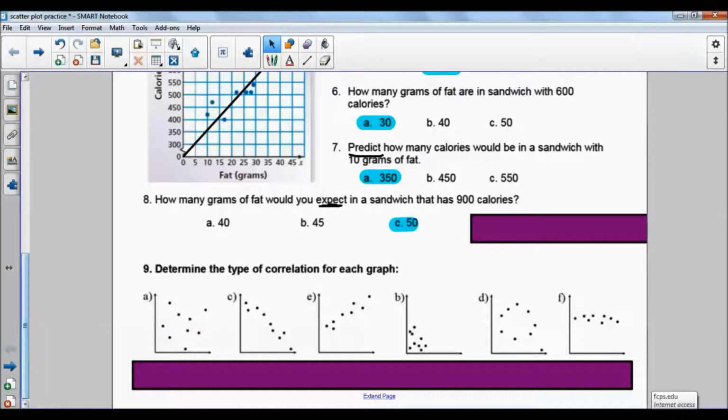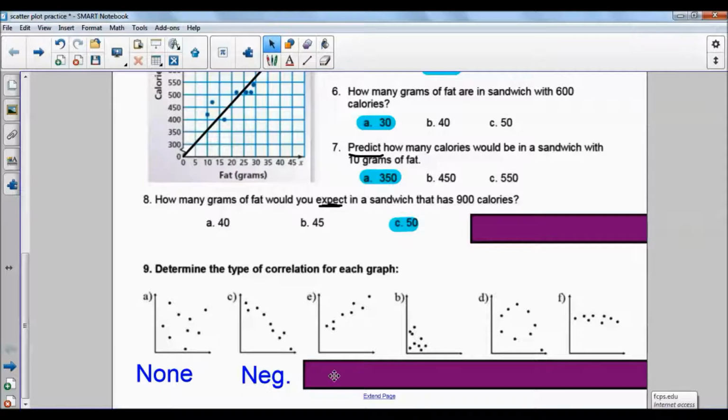across. So just to check our answers for this one, the first one is going to have no correlation. These are all scattered. They're not going up and they're not going down. They're just kind of all over the place. Our next one's going to be negative. They're going down from left to right. Then we have positive.